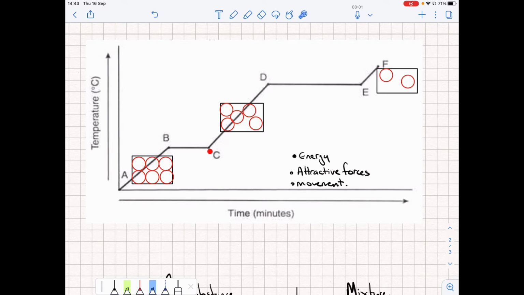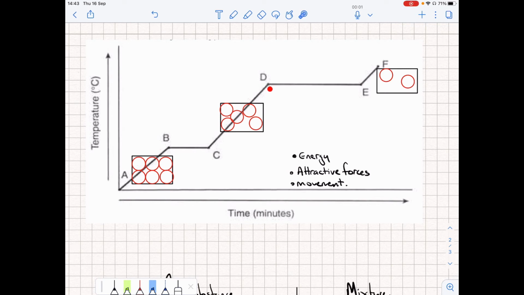Once every particle has managed to make that change, we then will start to see the temperature rise again as this has formed into a liquid, and we continue to heat that liquid and provide it with more energy. So this now is our liquid state. That will continue until we reach the substance's boiling point. So this point here will be the boiling point.